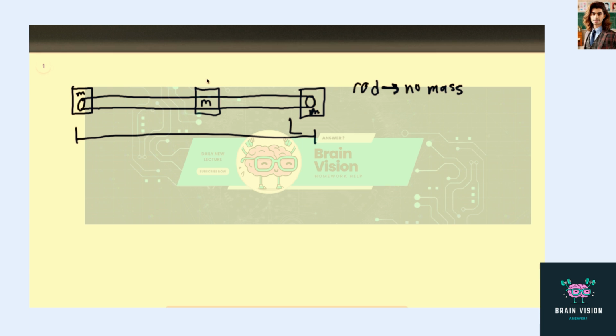For part A, this is going to be the axis of rotation. And for part B, this will be our axis of rotation. From here to here, this is L over 4. And then from here to here, this is going to be L over 2. So at this point, we can then go ahead.